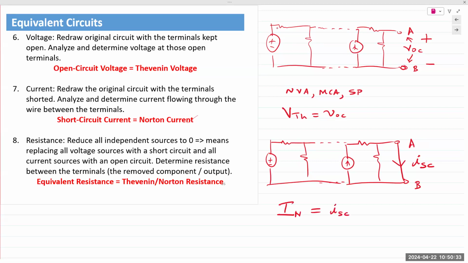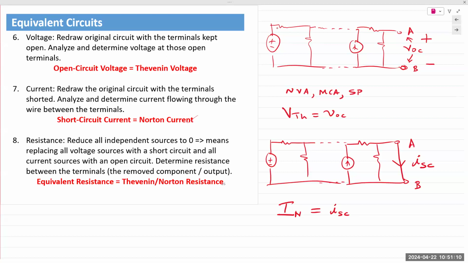Okay, that is your Norton current IN. And if you look carefully, the two circuits are different. Like the first circuit that you use to determine Thevenin voltage, all the components are exactly the same, except the terminals where you're performing your measurement or your analysis. Those terminals are different. For Thevenin voltage, the terminals are open.